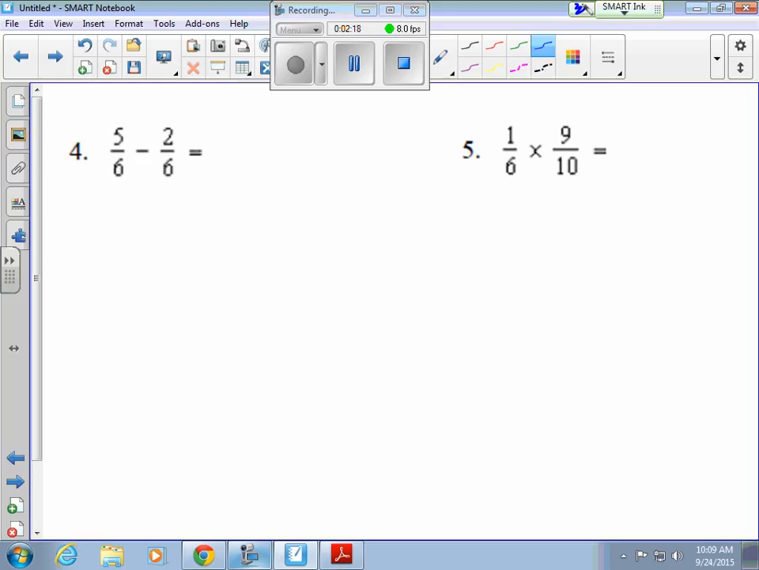Number 4 says 5 over 6 minus 2 over 6. Same numbers at the bottom. Great. That makes it so much easier. 5 minus 2 is 3, straight across. The number 3 goes into both of these. Into that one once, into this one twice.